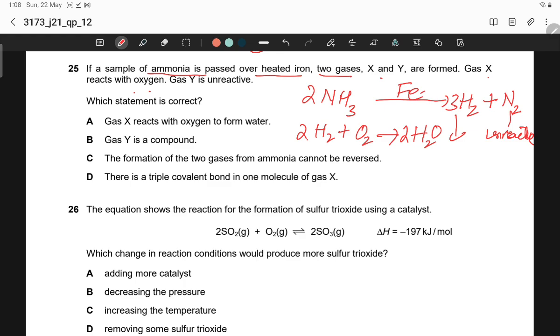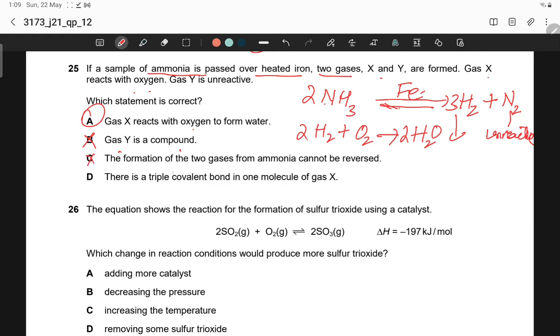Which statement is correct? Gas X reacts with oxygen to form, this must be correct. Gas Y is a compound. No, gas Y is not a compound, it is a molecule. The formation of two gases from ammonia cannot be reversed. It can be reversed. It again forms ammonia gas.